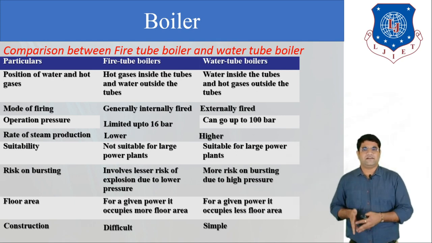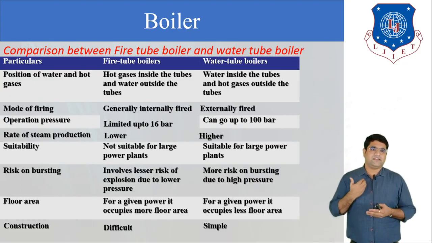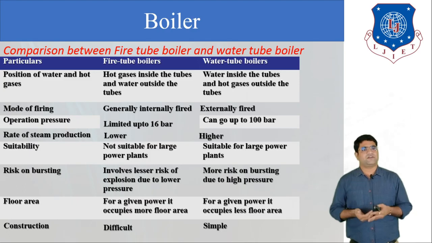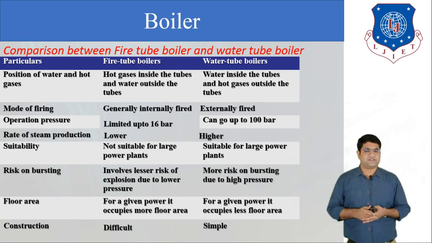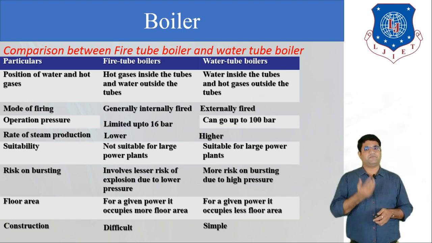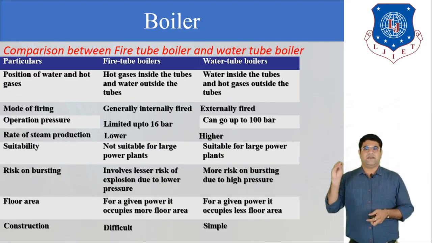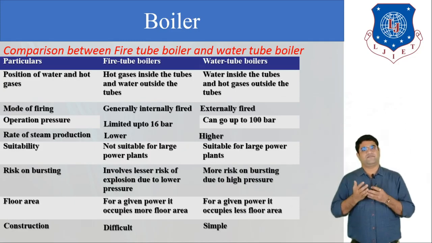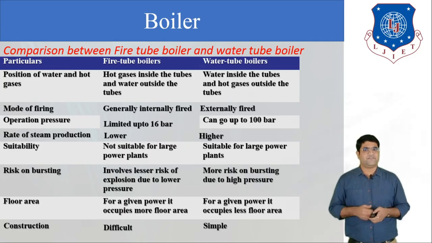Okay, now next is the mode of firing. Generally the fire tube boilers are internally fired boilers and the water tube boilers are externally fired boilers. Okay, internally fired and externally fired boilers we will discuss in detail when we discuss the Cochran boiler and the Babcock Wilcox boiler. But here you have to understand that generally fire tube boilers are internally fired and water tube boilers are externally fired.